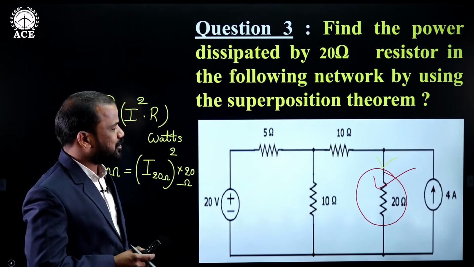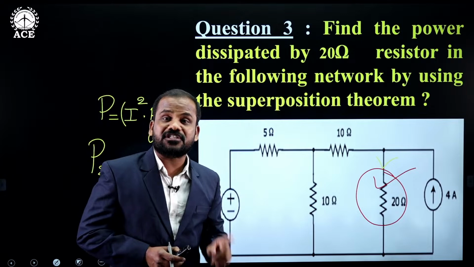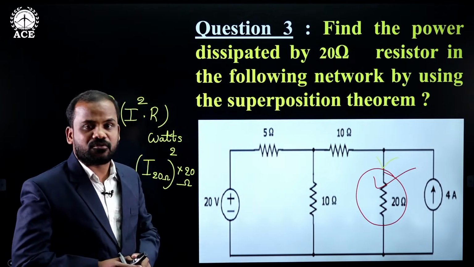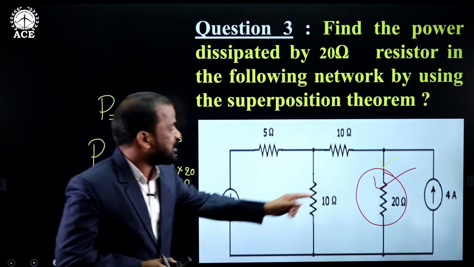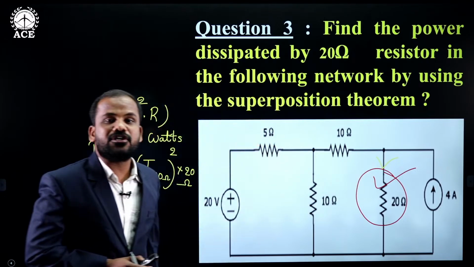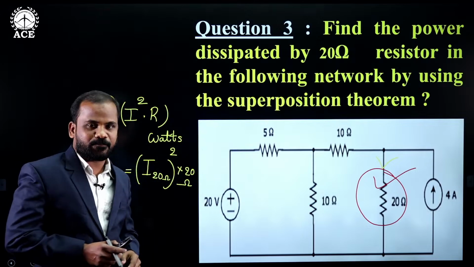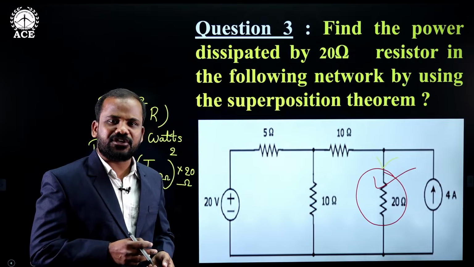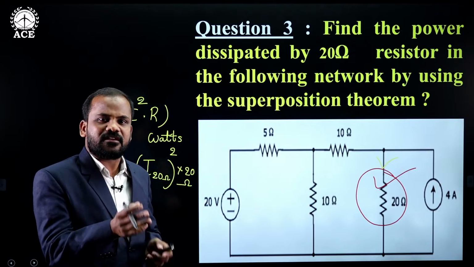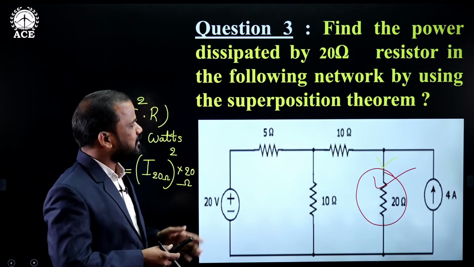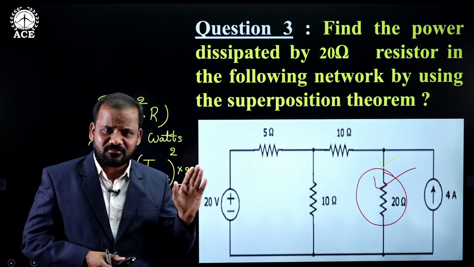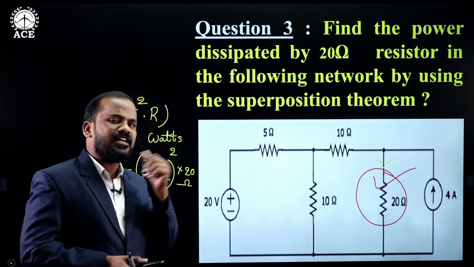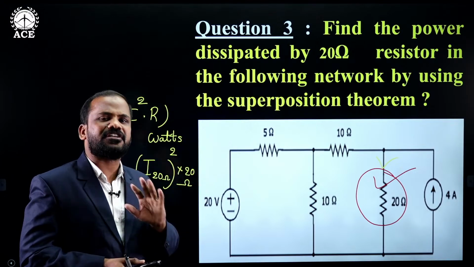Now coming to case number 2, when the 4 ampere current source is acting alone, then this voltage source will act as a short circuit. Again our target is to find the current flowing through that particular 20 ohm resistance only. Why? As per the definition of the superposition theorem, we need to apply the procedure like that. So first we will discuss the statement of the superposition theorem, then we will enter into the actual network for getting the solutions.